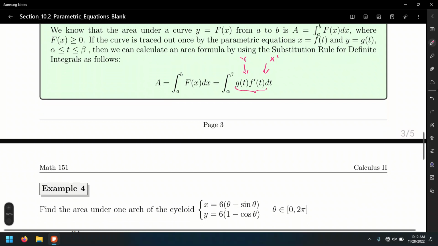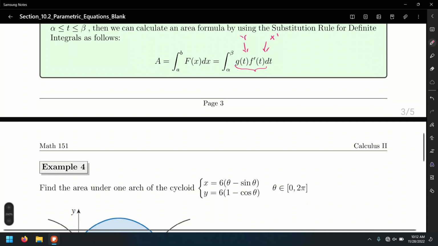It's just a dummy variable. The reason we are going to use theta is because we have trigonometric functions, and well, that really doesn't matter that much. These type of problems are going to be pretty straightforward to interpret. They're going to give you a set of parametric equations, and they're going to give you the limits of integration. That's it. There's really no tricks about it.